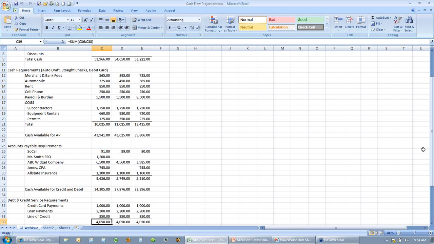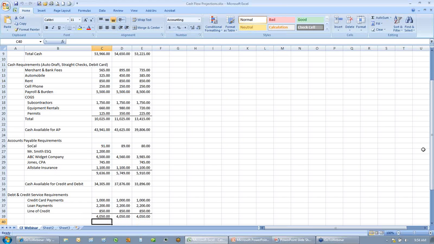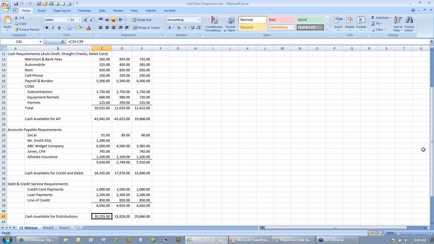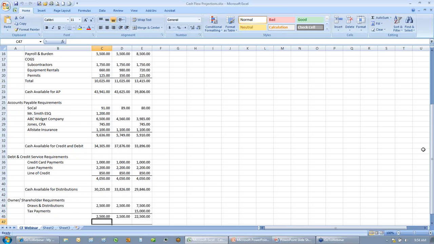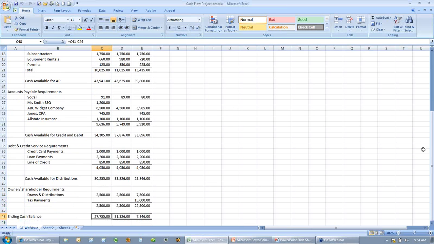It has a cash requirement of $4,050. After I pay that, I have cash available for distributions of $30,255. I take a distribution of $2,500 the month of October, giving me an ending cash balance of $27,755. So that's what I'm projecting the end of October will look like for me, based off of the cash requirements that I know are coming up for the month of October.